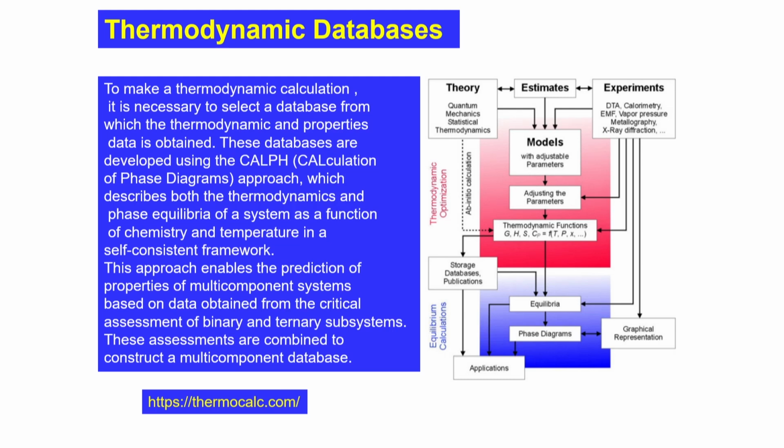Thermodynamic databases obviously we use CALPHAD, there is a D missing here. CALPHAD is nothing but a calculation of phase diagrams, where you need a huge amount of data. This approach of CALPHAD allows you to predict the phases and microstructures in multi-component systems, where data can be obtained from critical assessment of binary, ternary subsystems. Okay, it is very similar to what we do in the labs now.